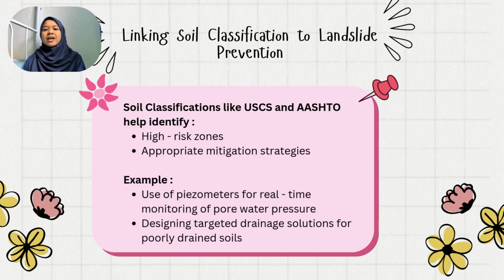Now, let's look at how soil classification tests are applied in the laboratory, in the field, and for practical recommendations. In the lab, we conduct grain size analysis and consistency tests like Atterberg limits to classify soils using systems such as USCS and AASHTO. In the field, this classification helps identify high-risk areas such as steep slopes and waterlogged soils. The results are used to design better drainage systems and install monitoring tools such as piezometers to measure pore water pressure. These steps are crucial for improving structural safety and preventing slope failures.